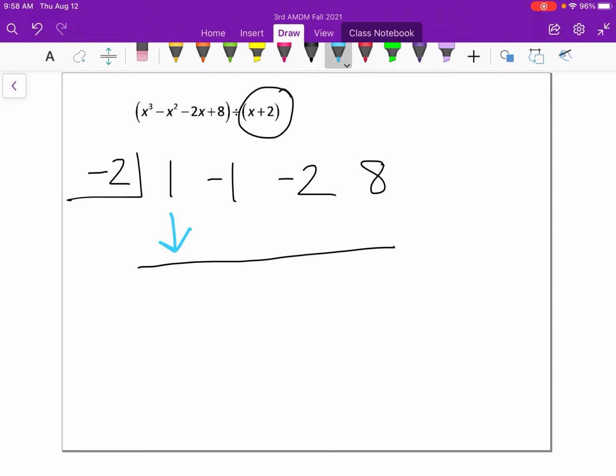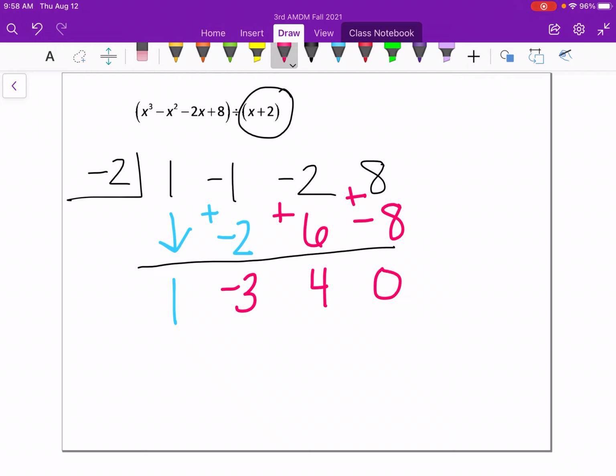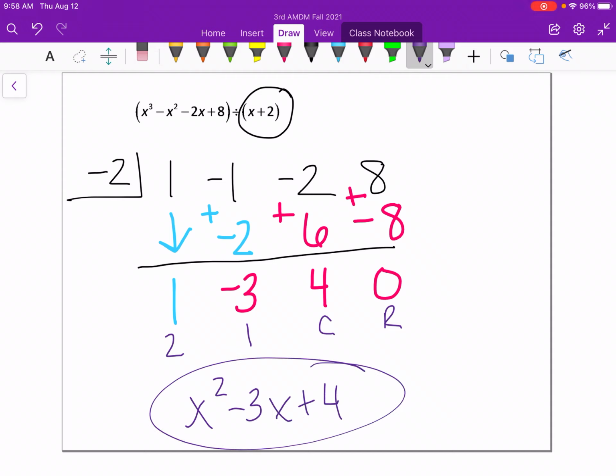first down, 1. 1 times -2 is -2. Add. -1 plus -2 is -3. -3 times -2 is 6. Add. -2 plus 6 is 4. 4 times -2 is -8, and when you add that, you get 0. So this is my remainder of 0, constant of 4, x to the first, and x squared. So my final answer is 1x squared minus 3x plus 4 with no remainder. There's no reason to write that.